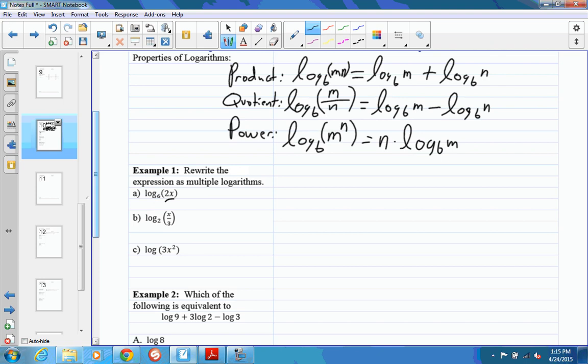Log base 10, 3x squared. That's 3x raised to an exponent, right? Well, not the 3. The x is raised to an exponent of 2, right? So we'll get to that and I'll show you.